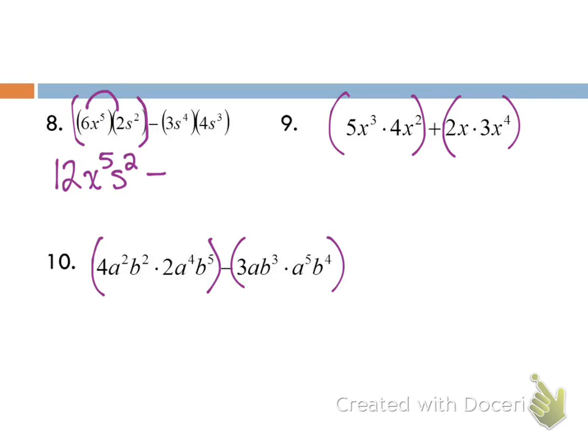Jaquan, what is 3 times 4 going to give me? 12. Wonderful. And then can I multiply s to the 4th times s cubed? Yes, they have the same base. So Logan, what do I get when I take s to the 4th times s cubed? S to the 7th. Very good.